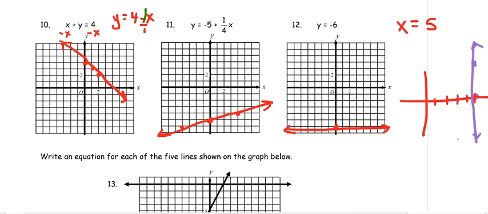Because you can't. Again, this is not a function. Remember the vertical line test. This fails it. So this is not a function. So this has no slope. Just want to make you aware of that.